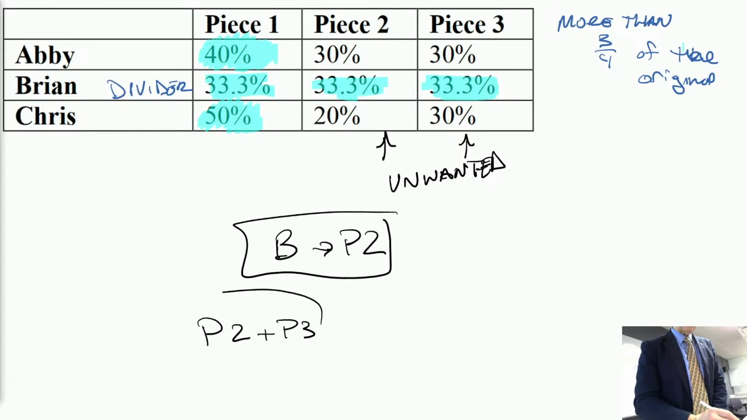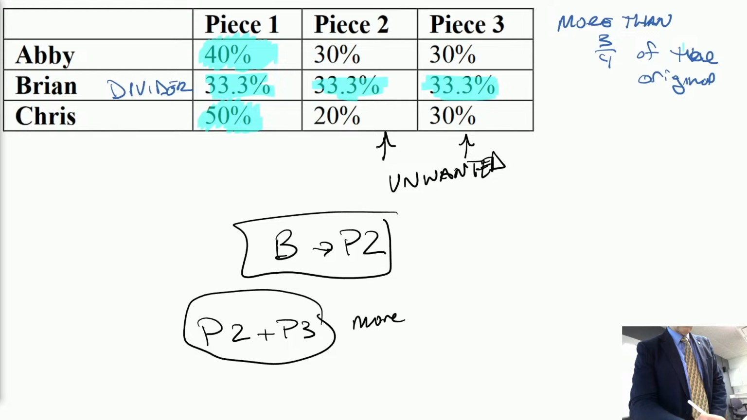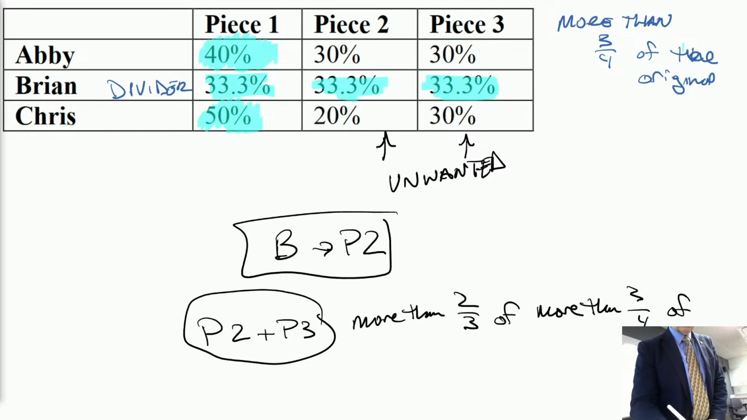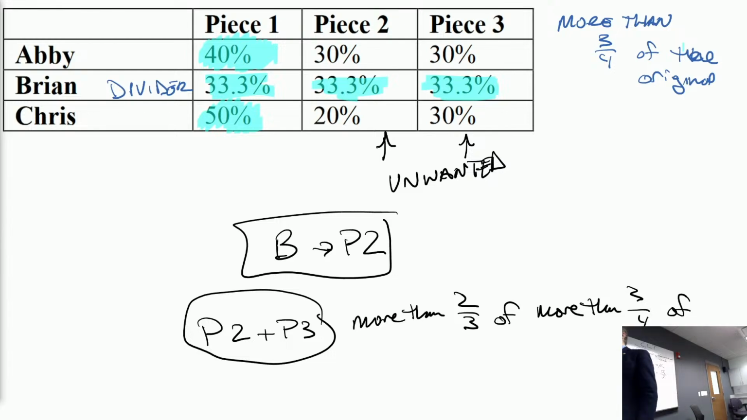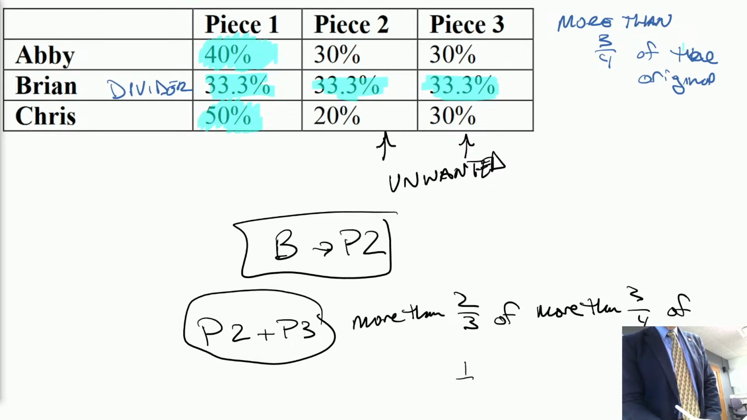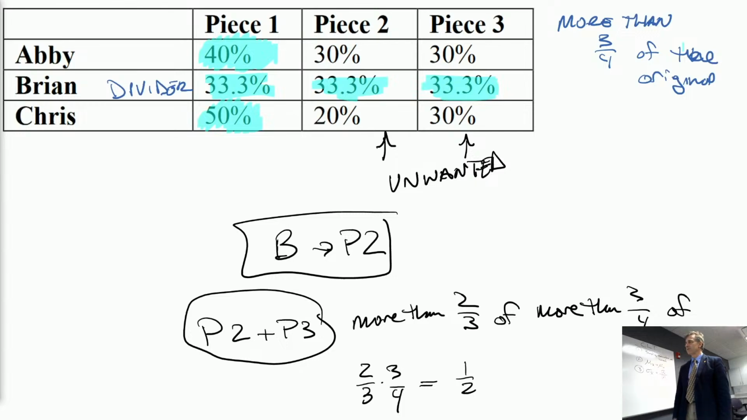But notice that they think that this is more than 2/3 of more than 3/4 of the original. So the stuff that's up here was more than 3/4 of the original, and now what we're going to get is more than 2/3 of that. Multiply 2/3 times 3/4, and what you're going to have is 1/2. 2/3 times 3/4. Here, I'll write it down. We got to do at least a little bit of arithmetic here. Cancel the 3's, you get 2/4, which is 1/2.